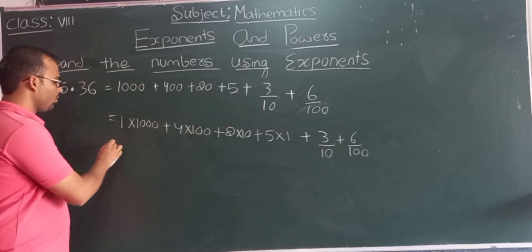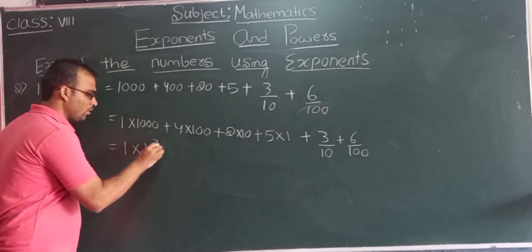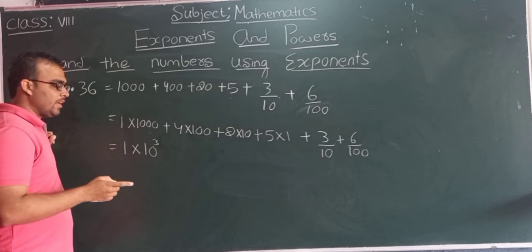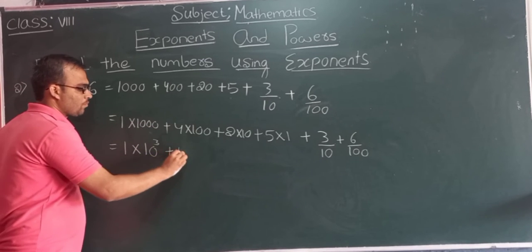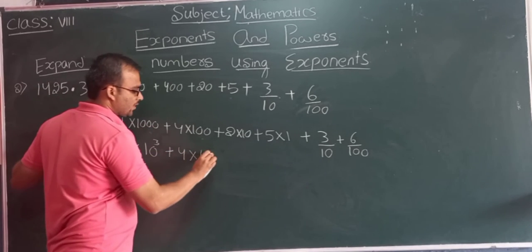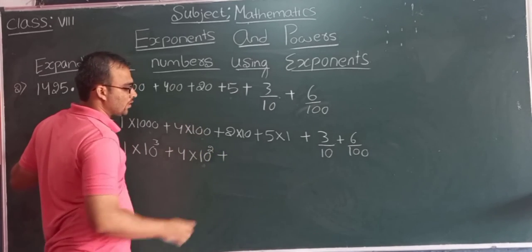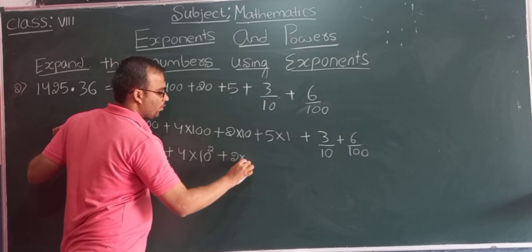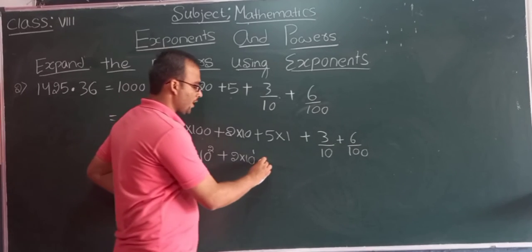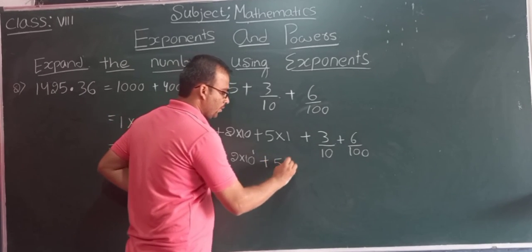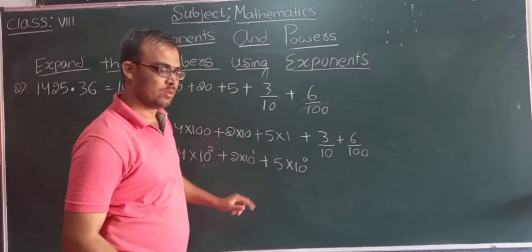Now, students, we can write this 1000 as 10 to the power 3. Why? Because when you multiply 10 three times, you get 1000. Next, plus, we can write this 100 as 10 to the power 2. Why? Because when you multiply 10 two times, we get 100. So we can write 2 into 10 to the power 1. 10 to the power 1 means 10 only. And this 5 into 10 to the power 0. 10 to the power 0 means 1 only.